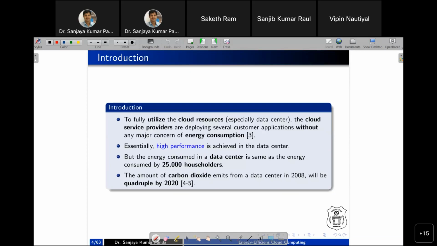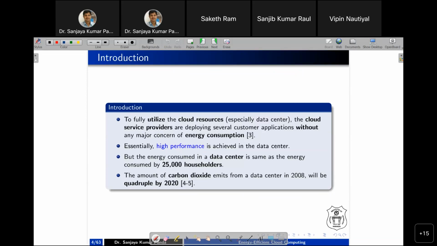But if you see the current study, it says that the number of households has increased to 550,000 or more. So a single data center is equivalent to 50,000 households or more. Imagine how much energy is consumed by a single data center. If you see all over the world, there are millions of data centers. So imagine, in order to run millions of data centers, how much energy is required.